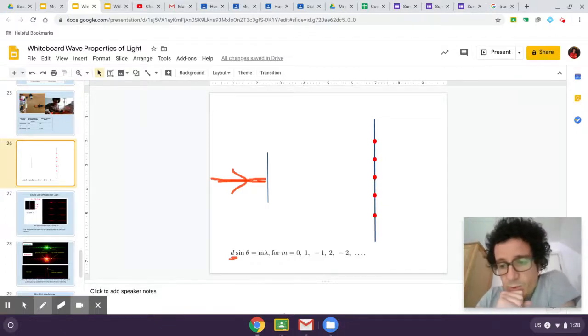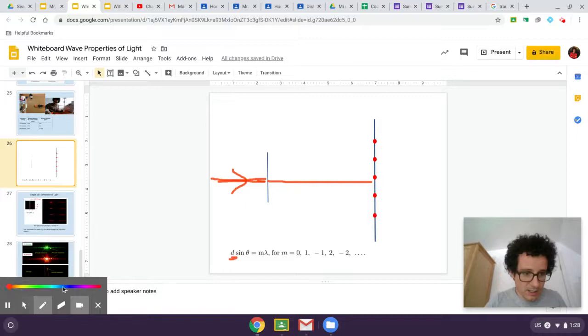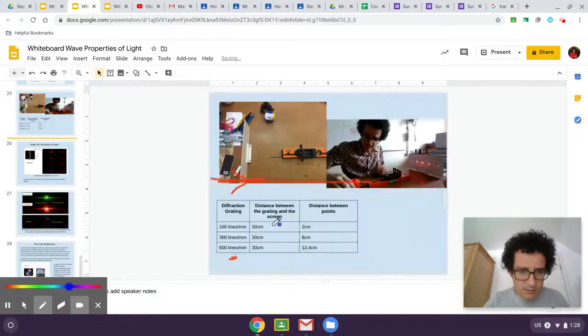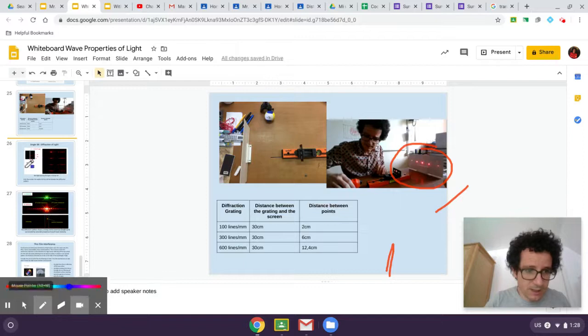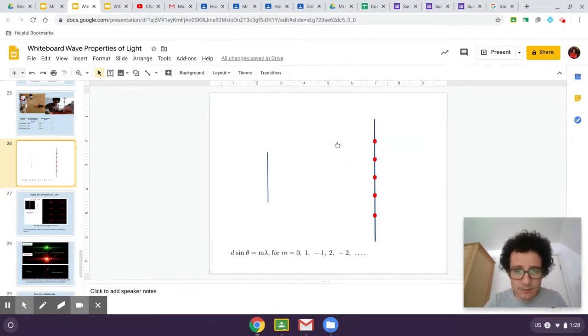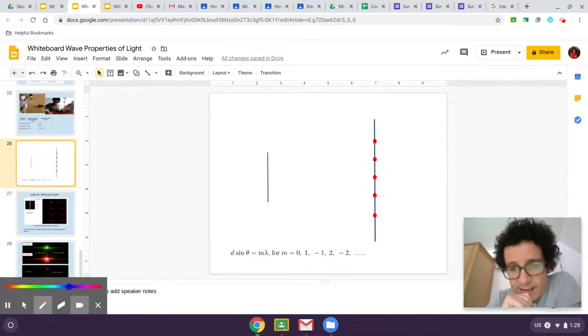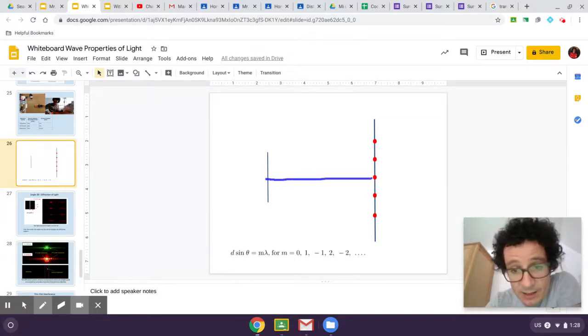Then, how can we relate the grating with the dots? It's using right triangles. So I was saying that the way we can relate it is with right triangles.